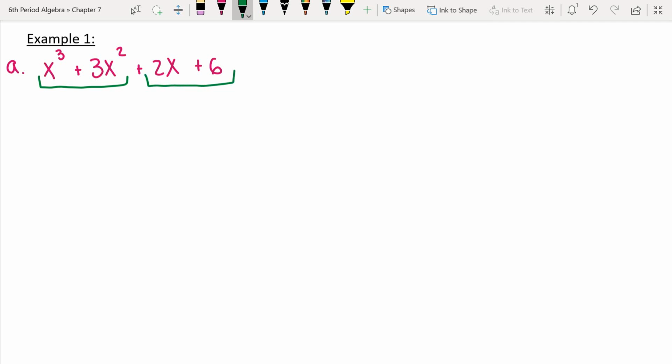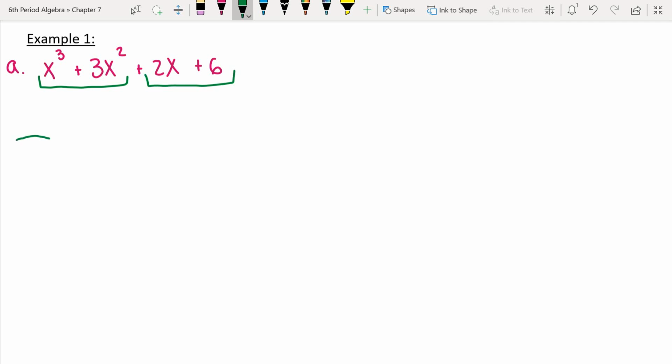Within our first pair, x cubed plus 3x squared, I'm going to look for a GCF. Remember, a GCF could be a number, it could be a variable, or it could be a product of a number and a variable. If your GCF includes a variable, that would mean all the terms have a variable, meaning a letter. It has to be the same one. And I see that both my terms in this first pair have an x. That means x of some sort will be part of my GCF.